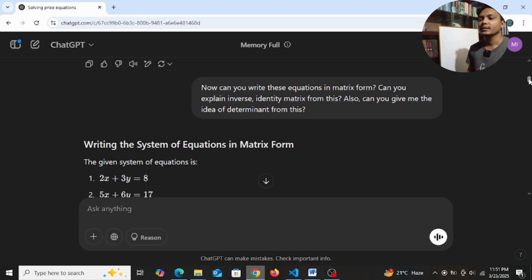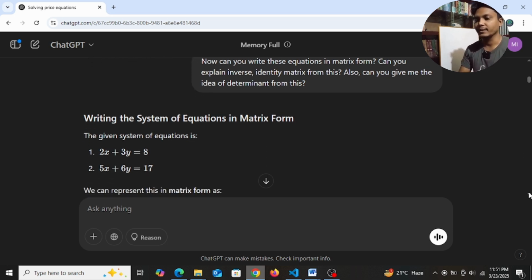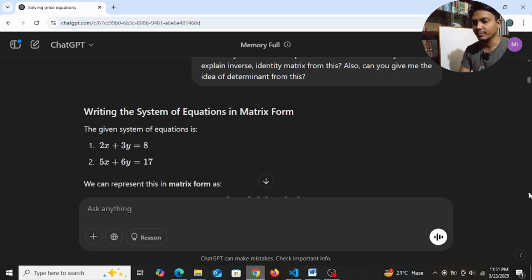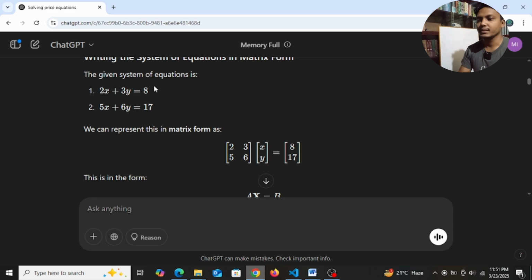Now I asked, can you write these equations in matrix form? Can you explain inverse and identity matrix from this? Also, can you give me the idea of determinant from this? My plan is to get all the things clear from this example, right? So the given system of equations is this one. We can represent this in matrix form as so. Now you can guess where matrix is applied, guys.